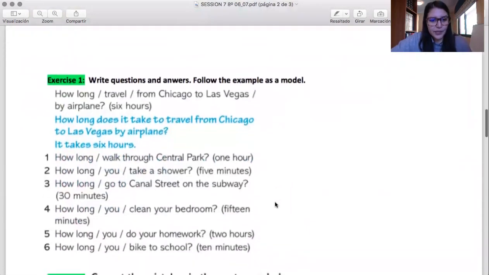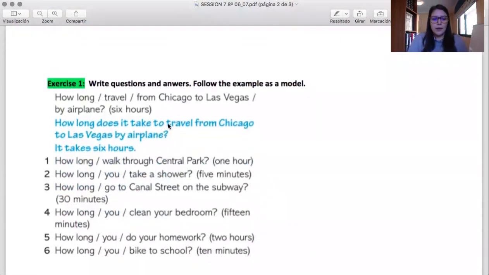So, here we have questions or prompts, ideas for questions, and you have to write the question and then answer. We're going to look at the example to guide you. How long travel from Chicago to Las Vegas by airplane? So my question would be, how long does it take to travel from Chicago to Las Vegas by airplane? And my answer has to be, it takes 6 hours.